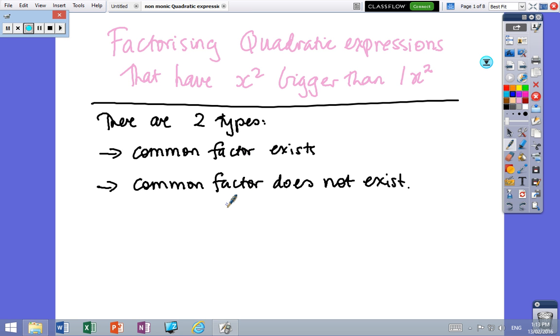Hello, Year 10. So we're looking at factorising more quadratic expressions, but this time the x squared term is bigger than 1x squared. So there's two types that we can break them up into. One is a common factor does exist, and the second one is a common factor does not exist. So can you copy that down, and when you're ready, come to the next slide.